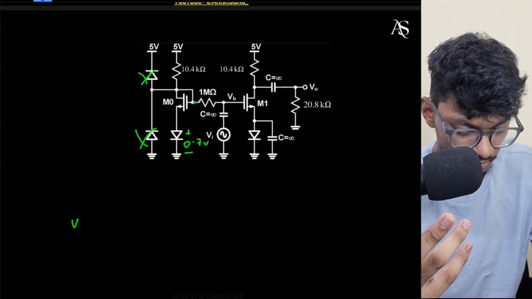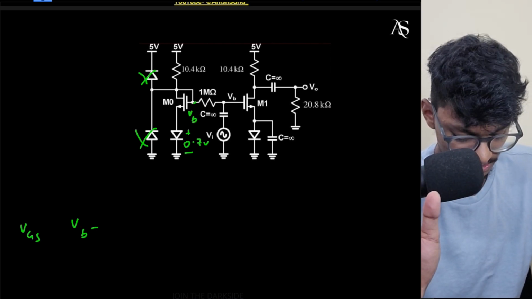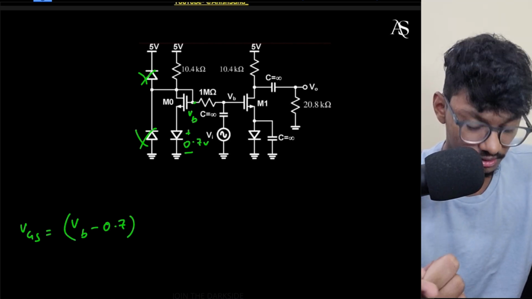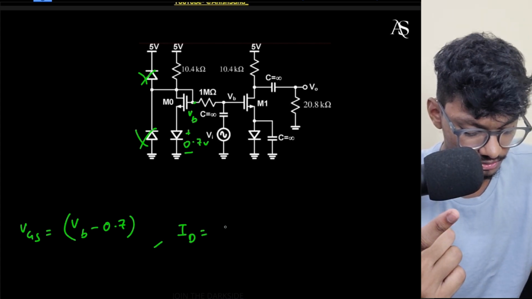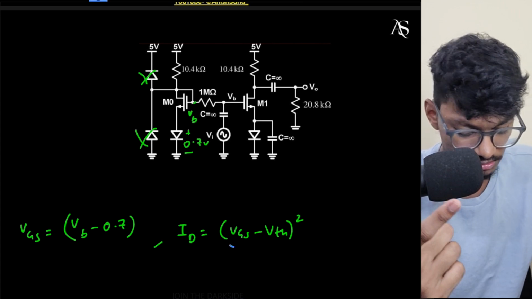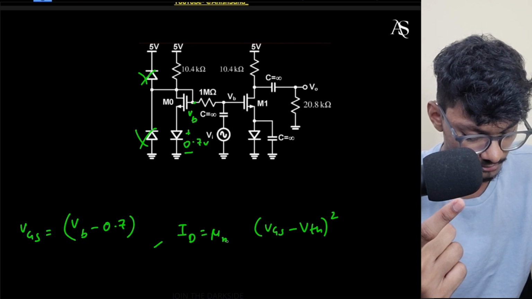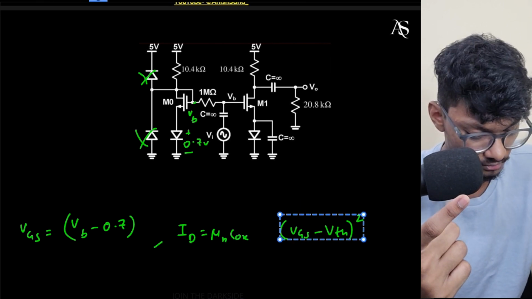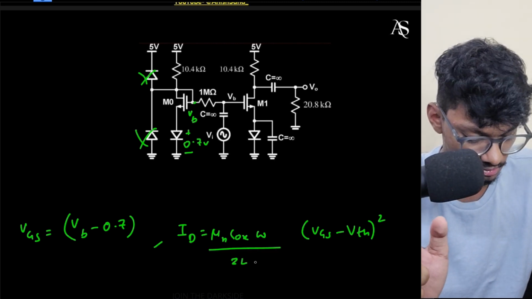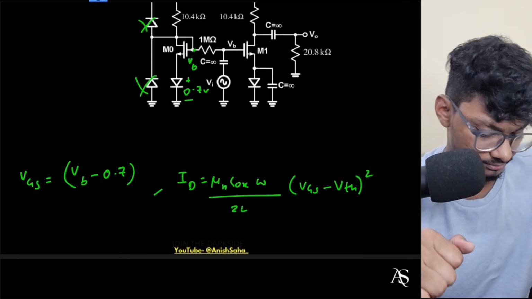So this point potential is simply VB, right? I need to write the VGS. VGS is VB minus 0.7. But what is the current equation? If you remember, ID equals mu1 Cox W by 2L into (VGS minus VTH) whole square. This was the current equation of the MOSFET when it is in the saturation region.